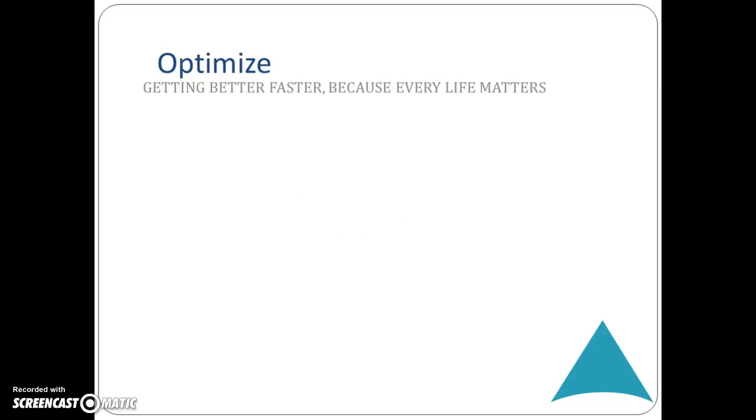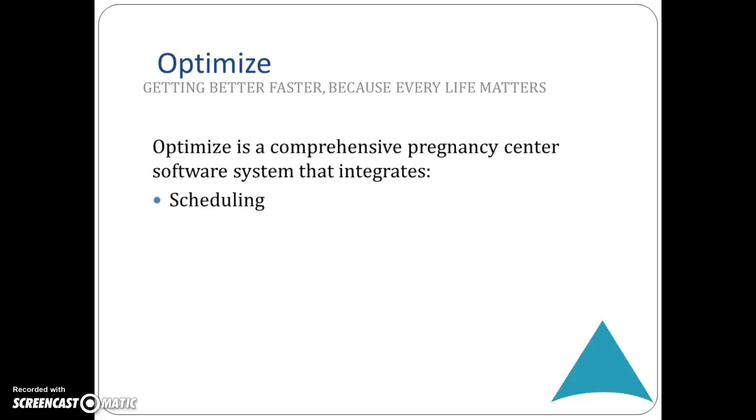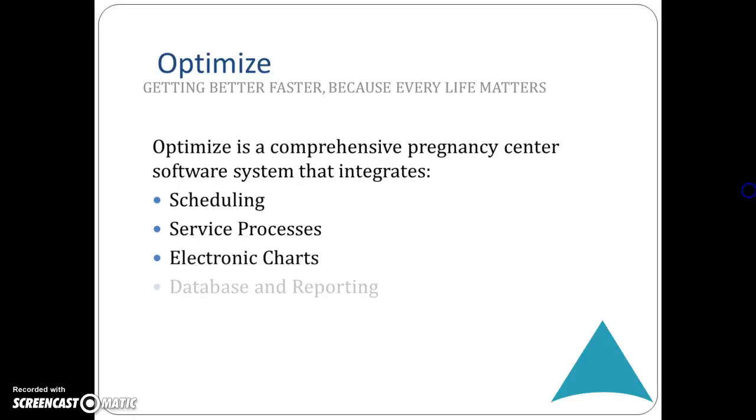Optimize is about getting better faster because every single life matters in our movement. And so we have developed this comprehensive pregnancy center software system that integrates scheduling, service processes, that's your appointments and everything you do with patients, electronic charts, database and reporting, and inventory management. So all those things are wrapped up in one software system. Let's go ahead and take a look.